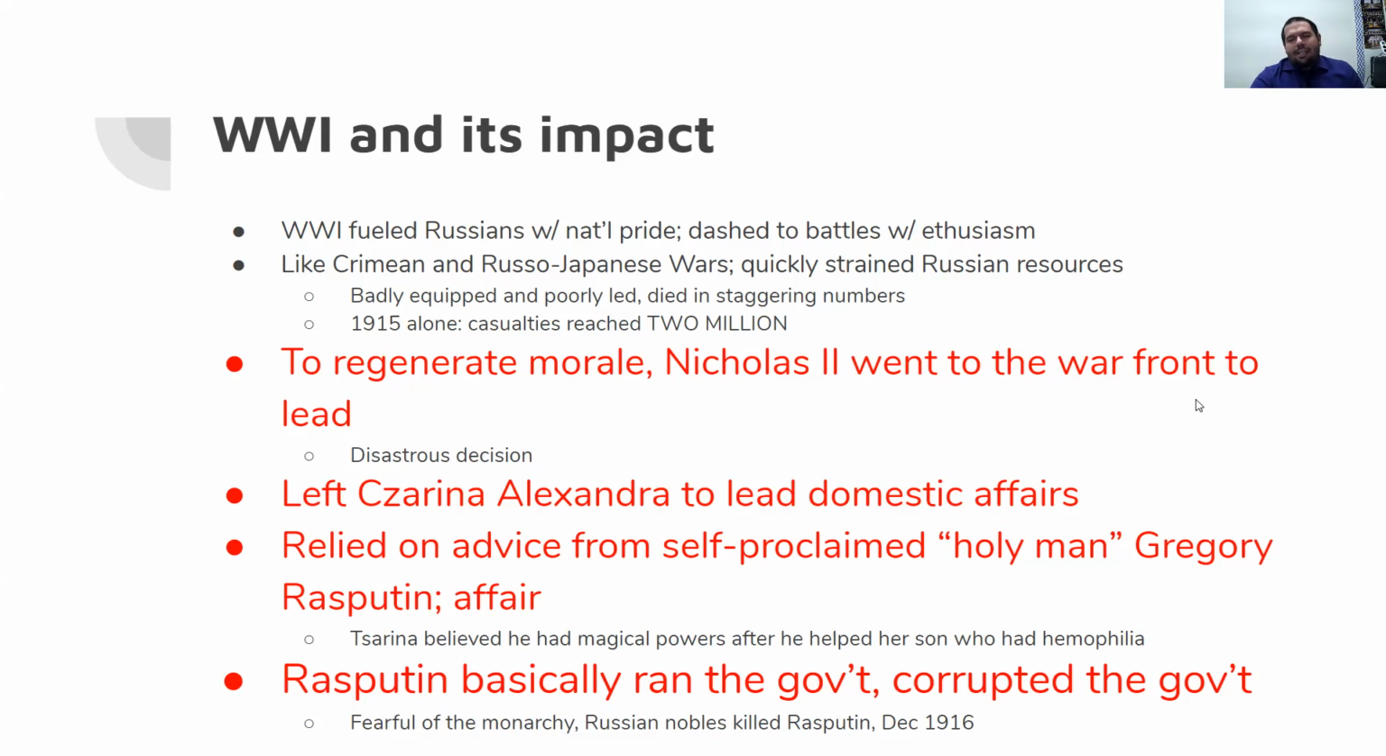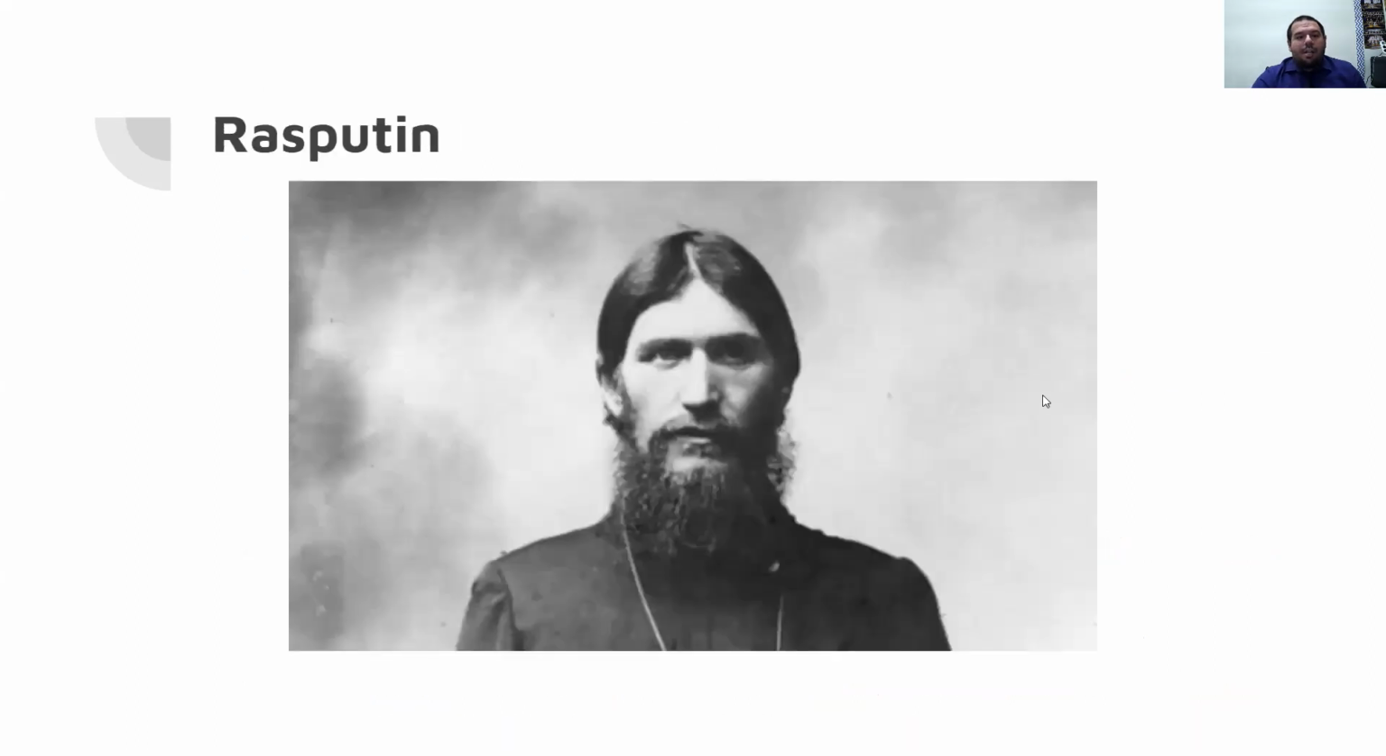And fearful for the Russian monarchy, Russian nobles did not like what Rasputin was doing, so they had him killed. 1916. They tried to poison him, and the poison didn't work. So then they shot him because can't be too sure. So this is Rasputin.